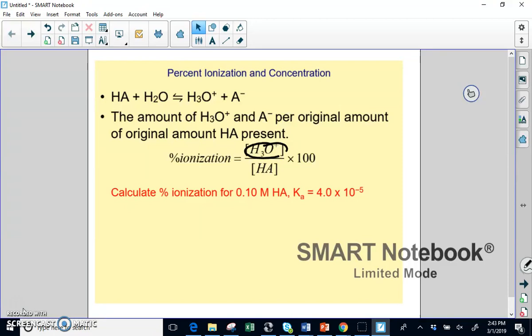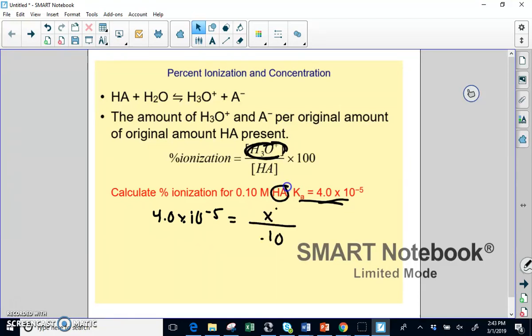So here it says calculate the percent ionization for a 0.15 acid solution that has a Ka of this value. Whenever you're asked to find percent ionization, this is an x squared problem, because you have to find the H plus concentration. If we set up the x squared problem, we have the Ka, 4.0 times 10 to the negative 5, and then the molarity of the acid goes on the bottom, and we have x squared. We can cross multiply, and then square root, and we get x is equal to 0.002.